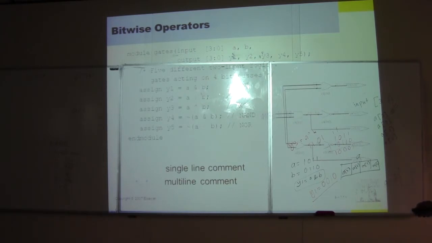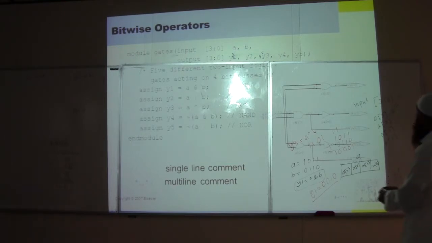About the output, it should not start from Y0 because it's 0 to 3. No, these are just 5 outputs. This line means Y1, Y2, Y3, Y4, Y5 are 5 outputs. Each output is 4 bits.